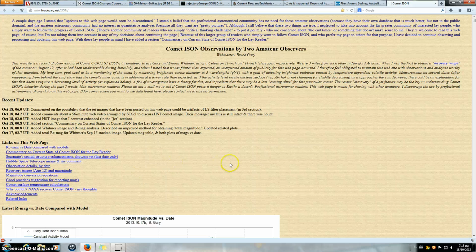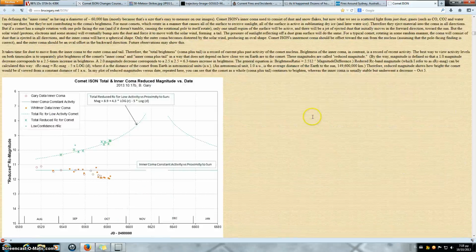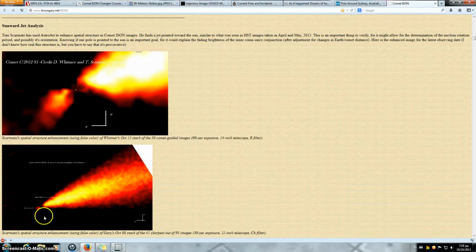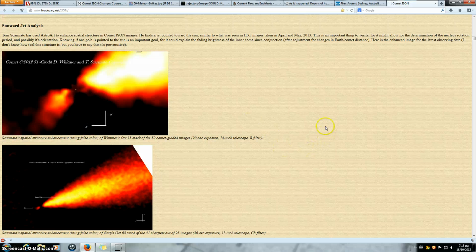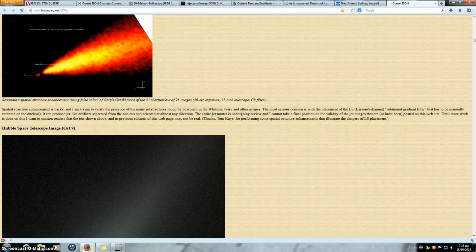I'm going to start this update with Bruce Gary's website as usual. There are some very interesting developments with what's going on with the jet feature. We already know these pictures. We recognize what they represent. I've covered it in my last update, so I will not go into it again. However, this is very interesting.